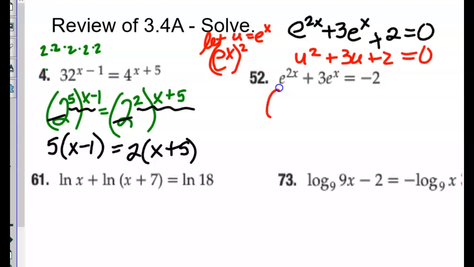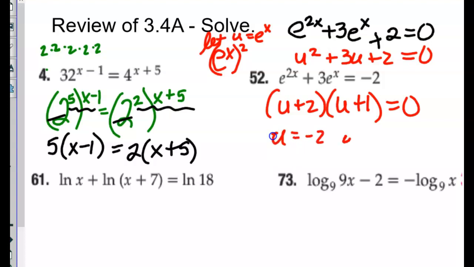So how would that factor? This is an interesting question, I think, because we get u could be -2 or -1, right? What is u? e to the x equals -2, or e to the x equals -1. And what is the last step then?